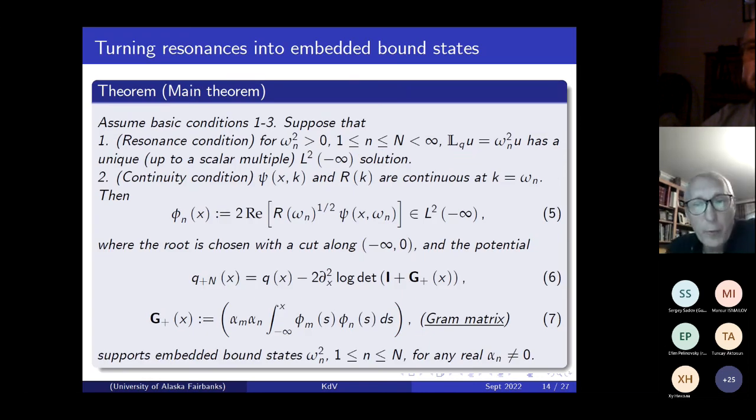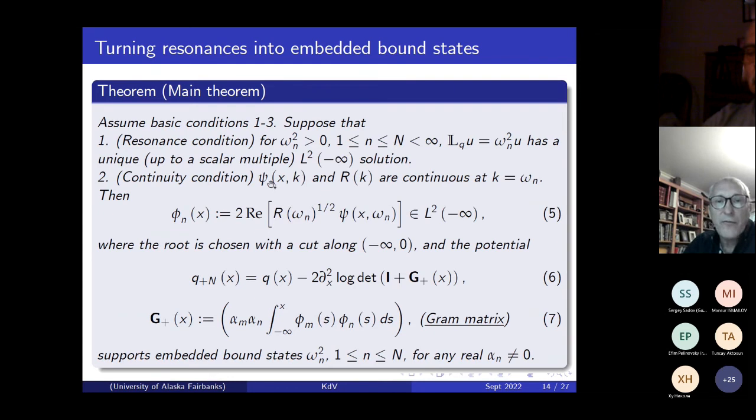And now with all those ingredients, I'm able to state the main result. So assume that our basic conditions are satisfied, the three conditions which I introduced before. And on top of that, we introduce two more conditions. A resonance condition: for finitely many positive omegas, the Schrodinger equation has a unique, up to a scale multiple, L2 solution at minus infinity. And the next condition is the continuity condition.